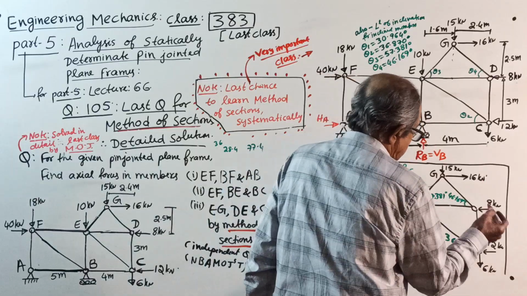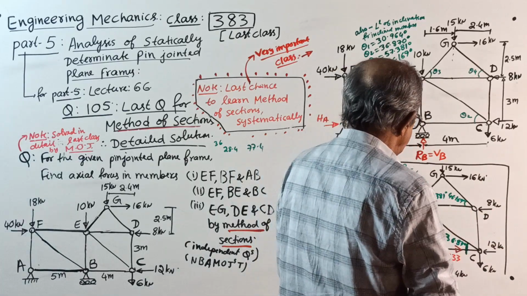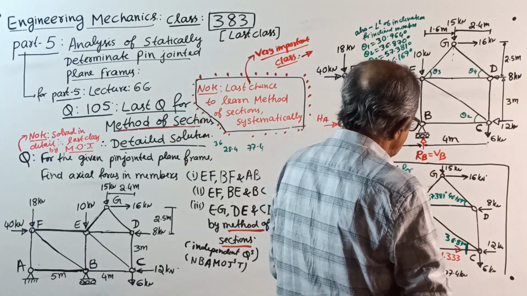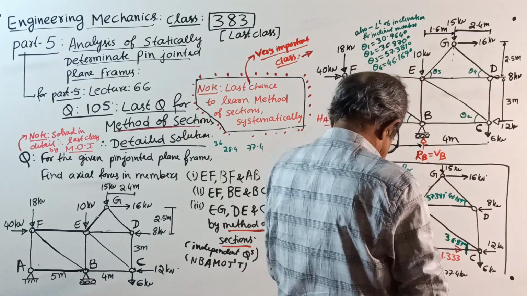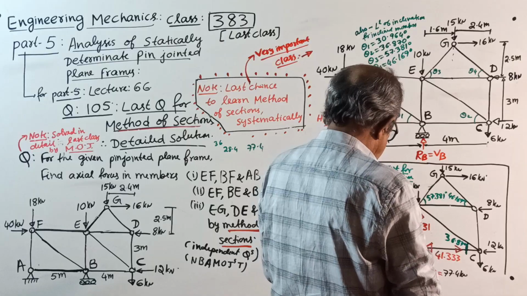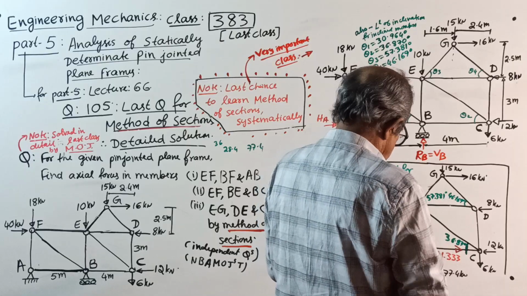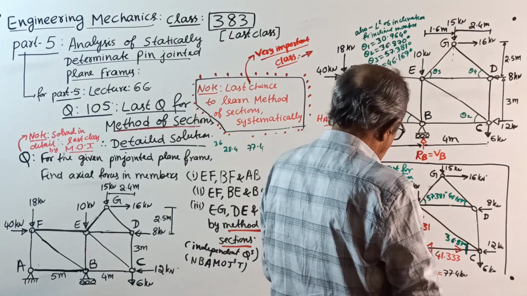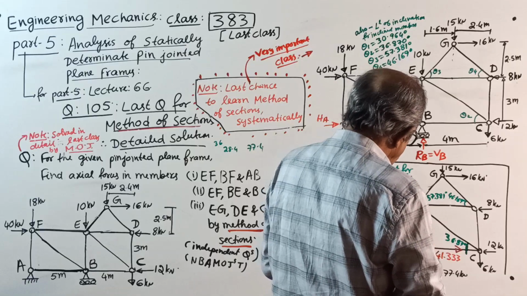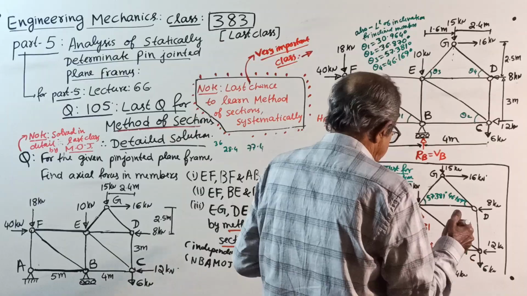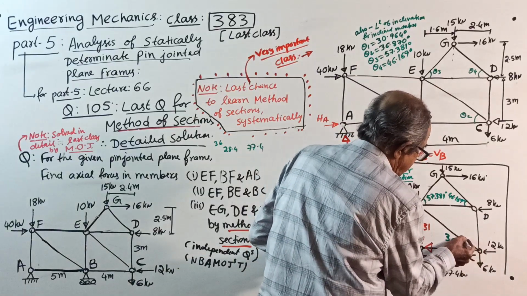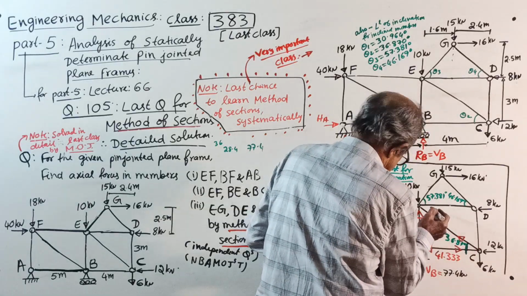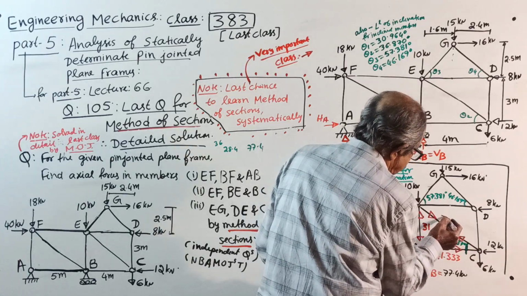Then I will go to joint C. If I go to joint C, already how much is there? Horizontally it should balance first. 41.333 minus 12, that is 29 point something, divided by cos 0.8 will give 36.666, this way.